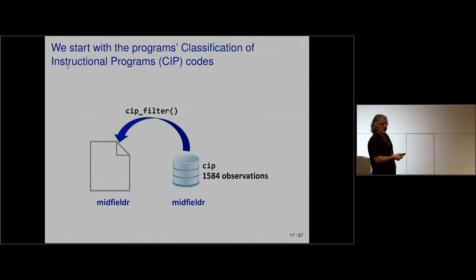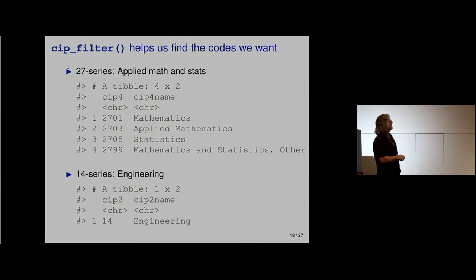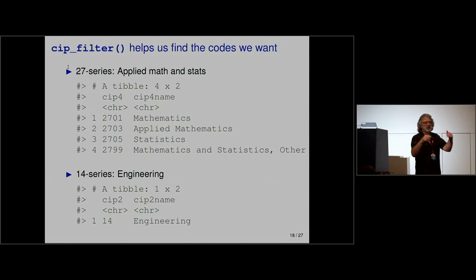Here, I wanted to look at engineering and math and statistics. So here's the output of the CIP filter. And it turns out that applied math and statistics, and then the math and statistics other, there are 3 codes there that I used in this little demonstration. I simply ignored the first one, the 2701. You don't have to know these codes.